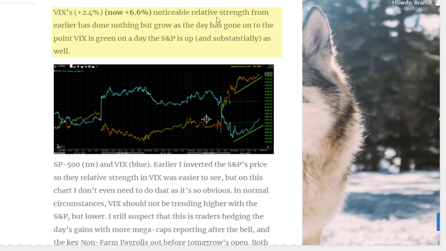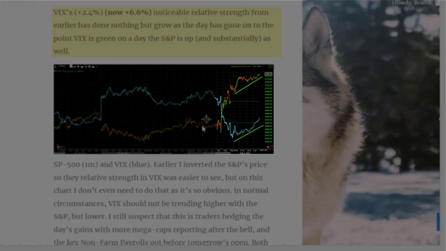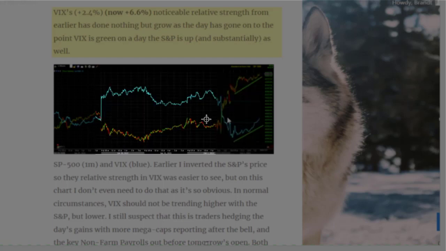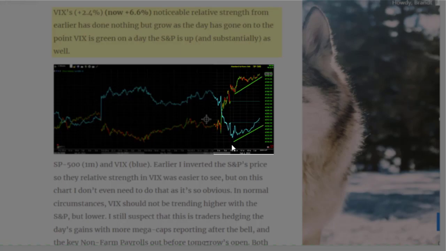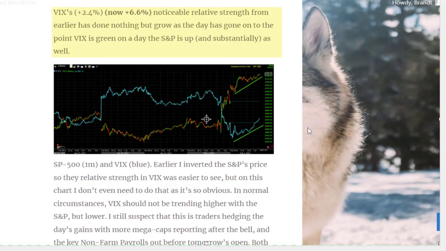VIX is noticeably stronger in relative strength. Usually the S&P and VIX trade opposite each other, like you see right here, kind of like a Rorschach painting. But you can see relative strength here. They're both trending up on Thursday. This tells me that traders are hedging those gains.